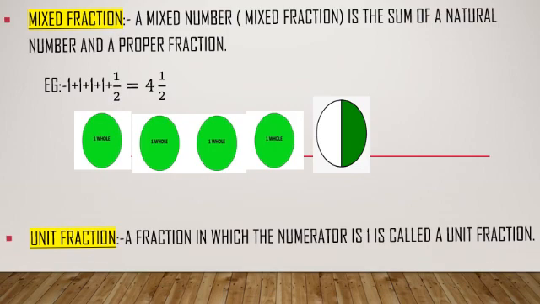Unit fraction: a fraction in which the numerator is 1. Whatever the denominator is, if the numerator is 1, we call that fraction a unit fraction. You can see the examples here: 1 upon 2, 1 upon 3, 1 upon 4. They are all known as unit fractions because they have 1 in the numerator.